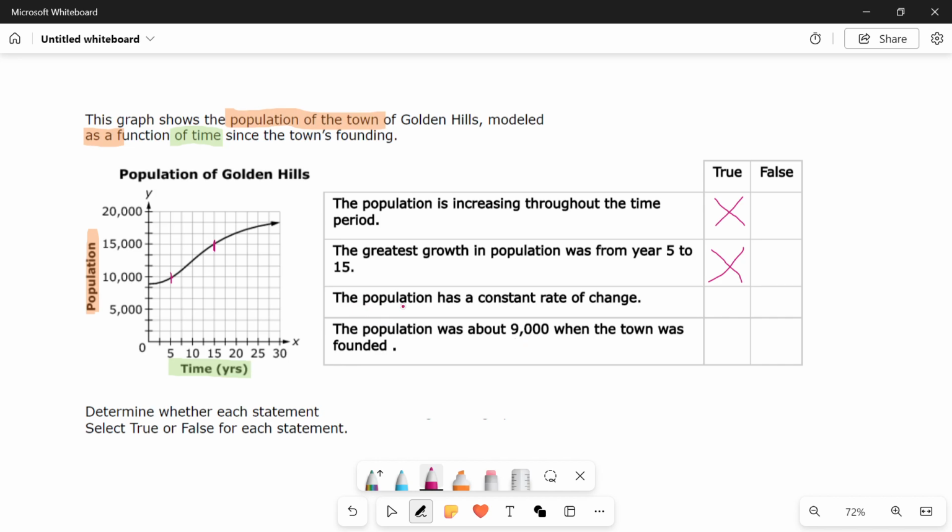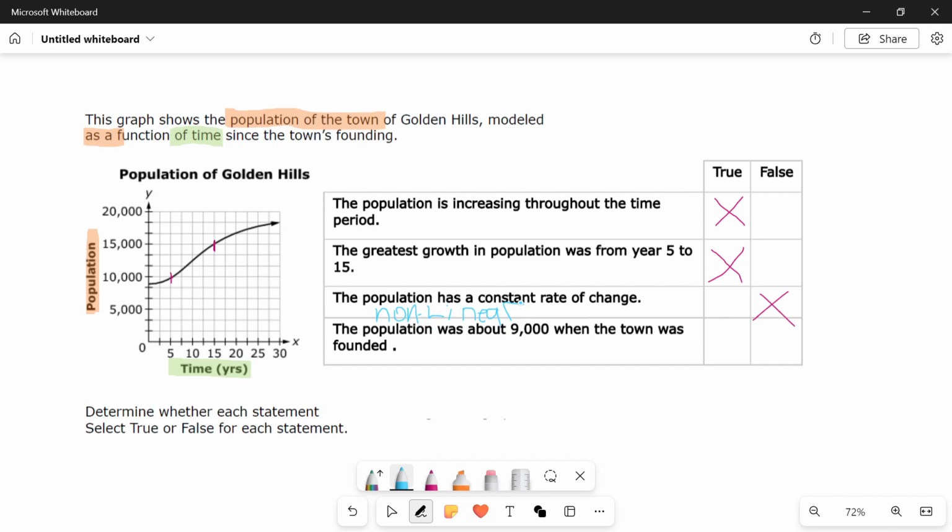It says the population has a constant rate of change. I'm going to disagree with that. A constant rate of change would be linear, and that would mean you would see a straight line. I don't see that being the case. This does not look linear to me, so I would say false. Because this is a curved line, I would call this nonlinear.